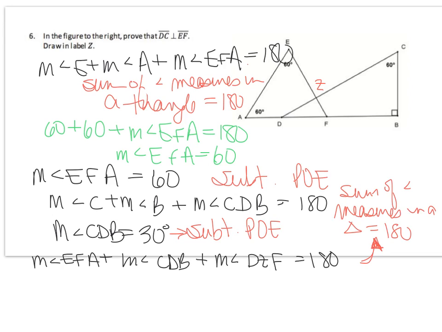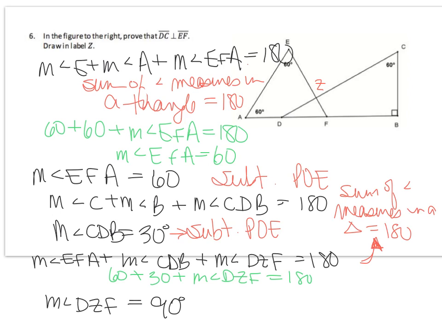I'm going to substitute 60. I'm just going to write a little note in green. 60 plus 30 plus the measure of angle DZF equals 180. So the measure of angle DZF equals 90 degrees. And that is because of the subtraction property of equality. And I'm really sorry I've run out of room, but I don't want to lose what we're doing here.